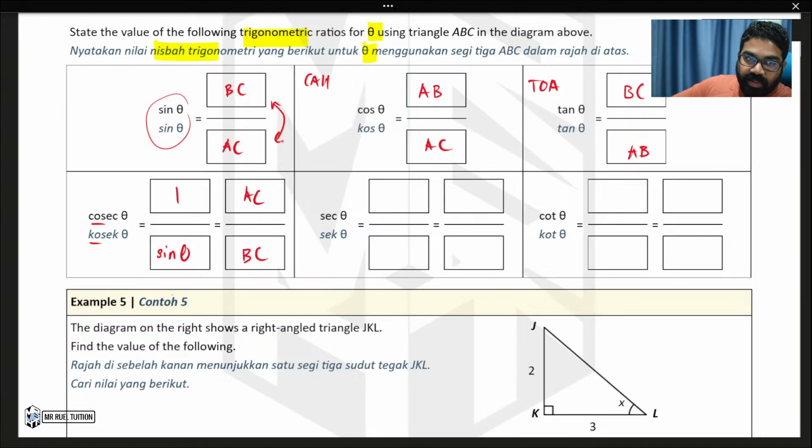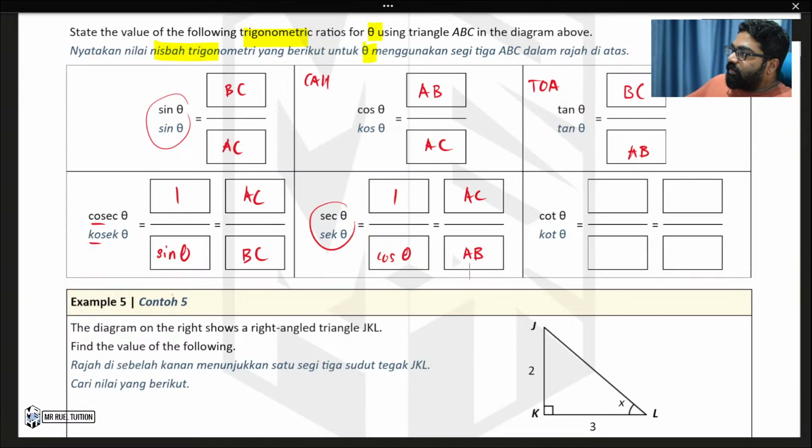Okay, so cosecant. Cosecant theta is AC over BC. What is secant? Secant is 1 per cos. It's the other way around, as I told you. 1 per cos, so again it is the reciprocal, which will be AC over AB.